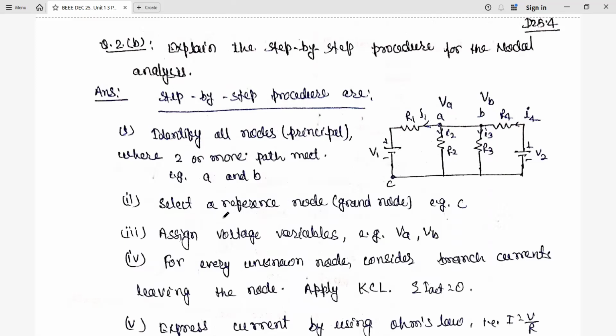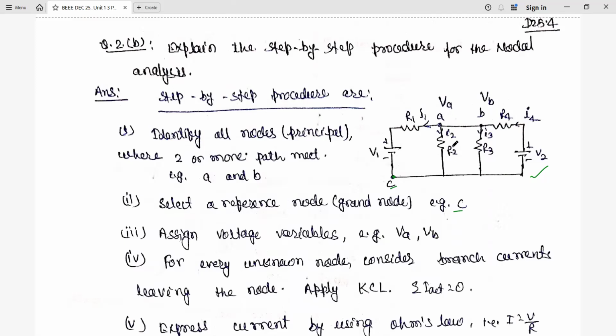After that, we are going to set one node as the reference node, like here ground. So C is taken as your reference node. We can take one example circuit also, for better understanding. Now, next we have to assign the voltage to that node. Like node names are A and B, so we can write VA, VB, okay? So that is important here.